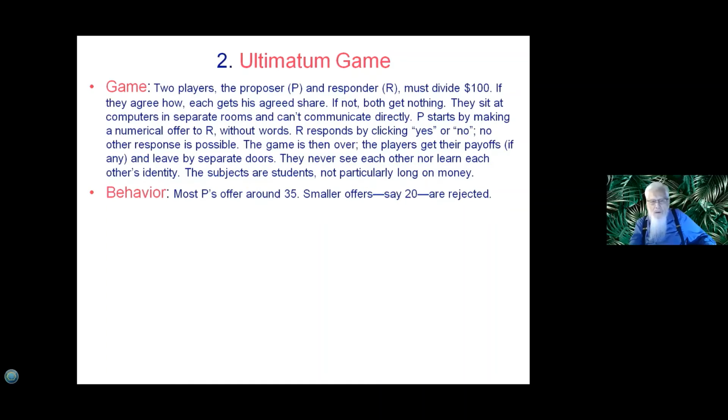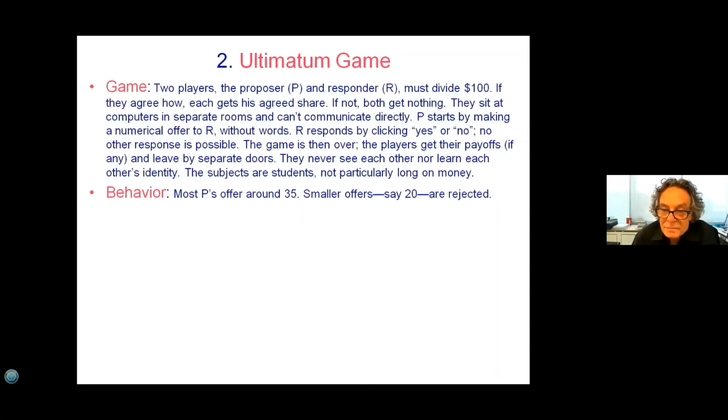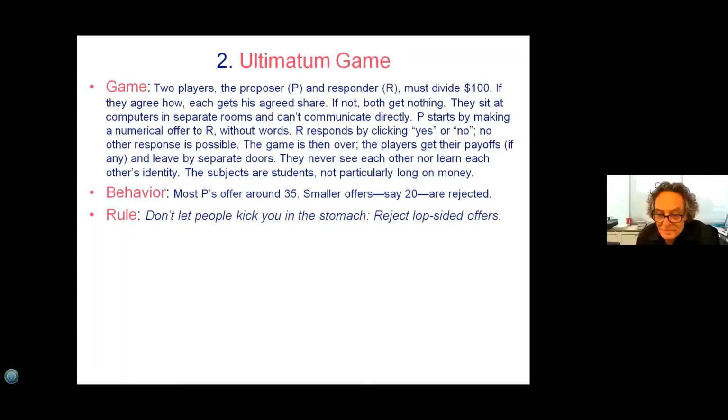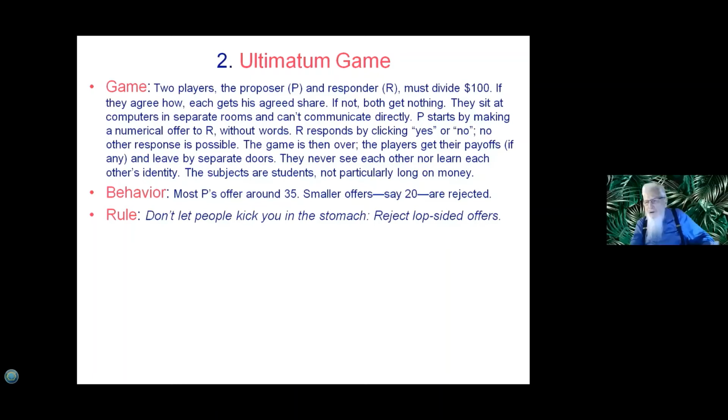The behavior: most proposers offer around 35. Well, this was done with a lot of people. Smaller offers, say 20, are actually rejected. $20 are rejected. So if you make an offer of $20, the responder is going to walk away from it, and he's a student, presumably not particularly long on money. Now, what rule is he going by? The rule he's going by is don't let people kick you in the stomach, okay? Reject lopsided offers. That's the rule. Okay, is this a good rule or a bad rule?